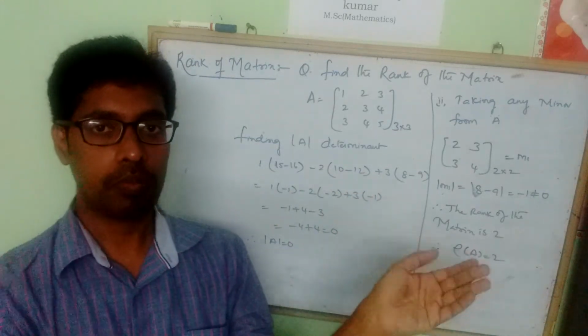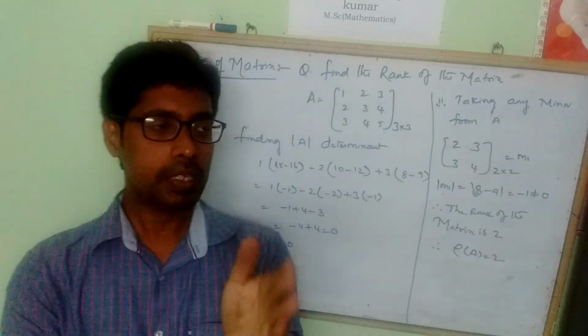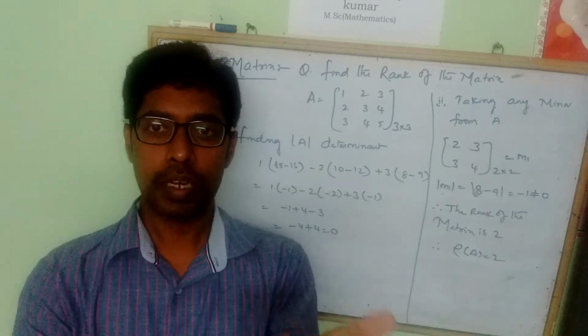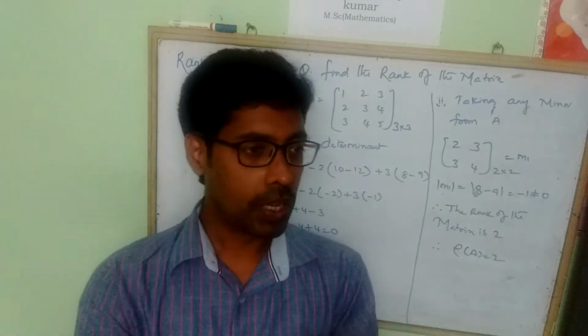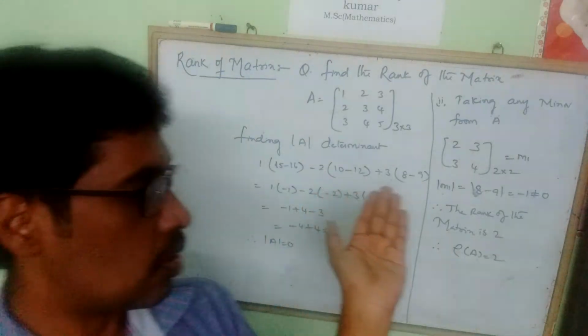So what is the next step? We have to take the minor of the given matrix. If the minor of the given matrix is non-zero, then whatever the order we have taken, that will be the rank of the matrix. Okay, now I am going to discuss some points on the rank of a matrix.